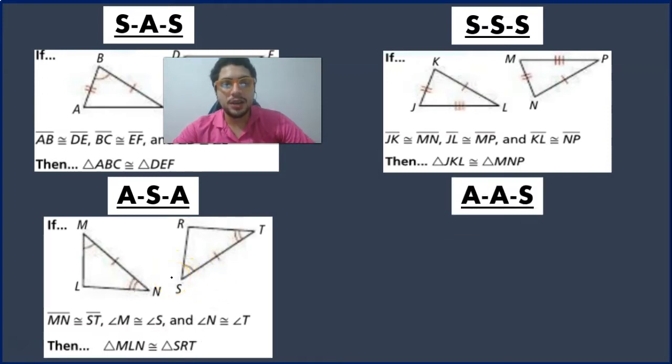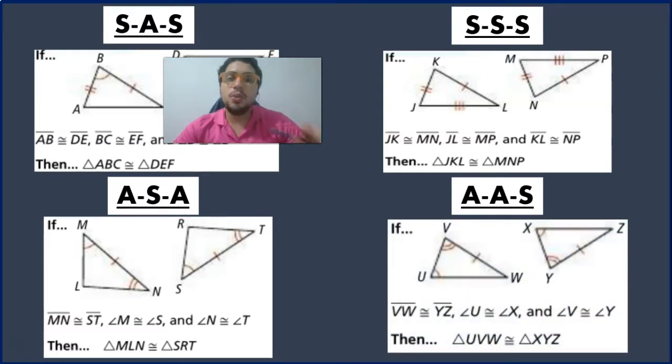Okay? Now we're going to have the AAS theorem, which basically tells us something very similar. When we have an angle, then the consecutive angle and the next side to that second angle, right? So in this case, we have U being congruent to X, V congruent to Y, and then we have VW congruent to YZ. We can also draw the same conclusion that the triangles UVW and XYZ are going to be congruent. Now it's very, very important that you remember how you name these theorems.